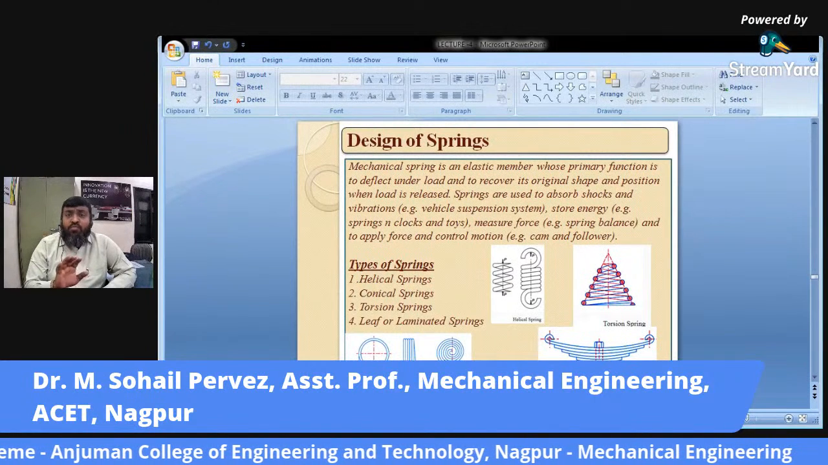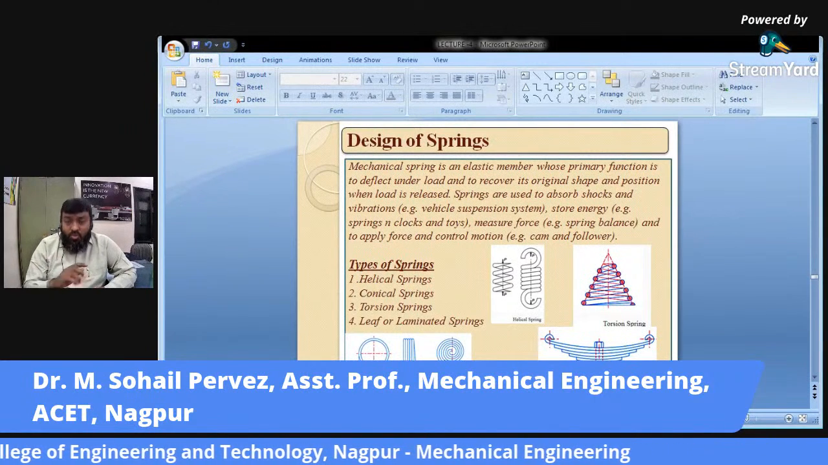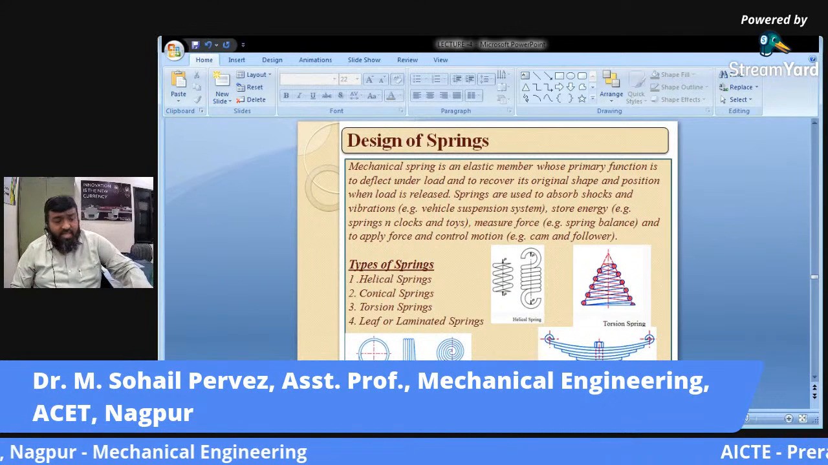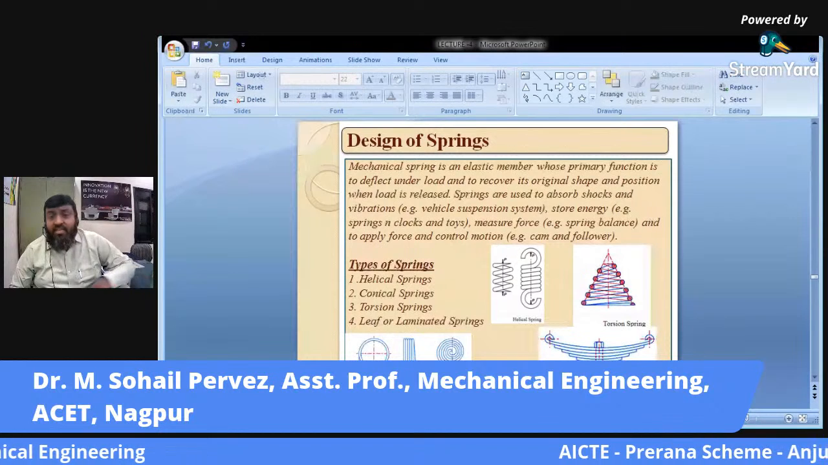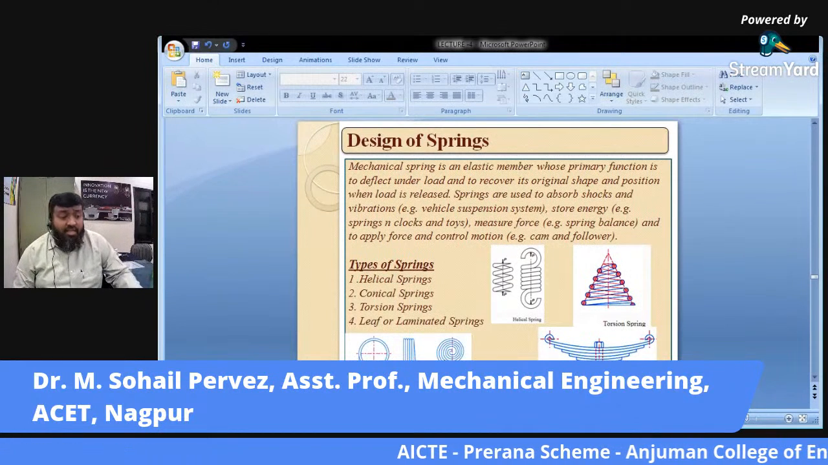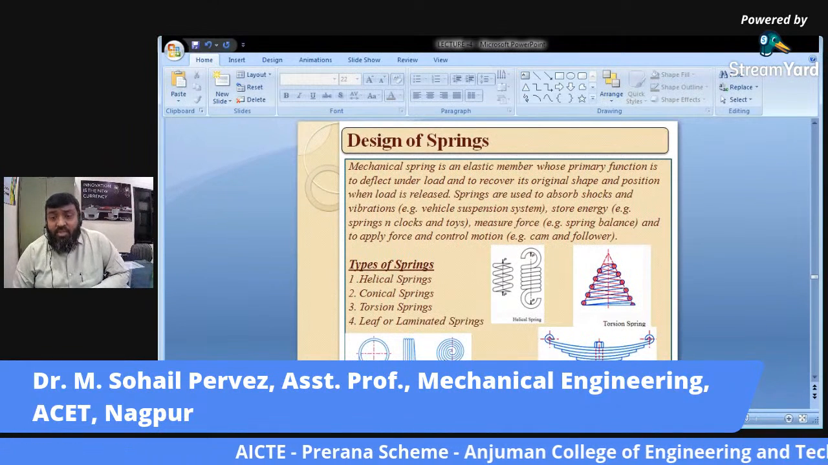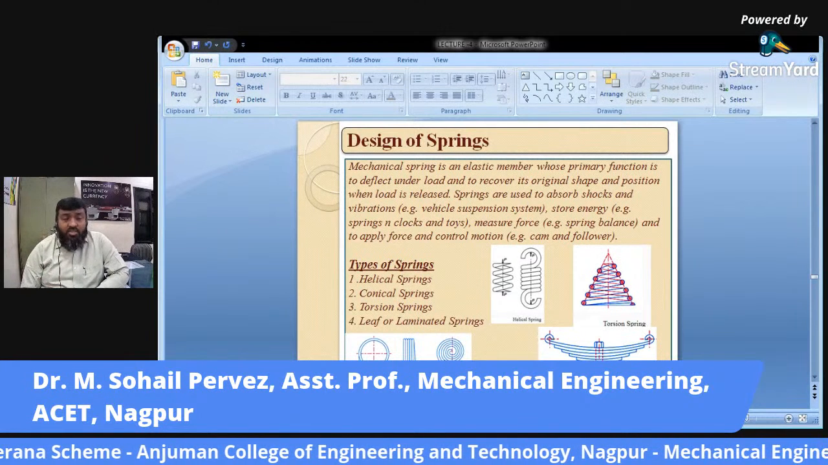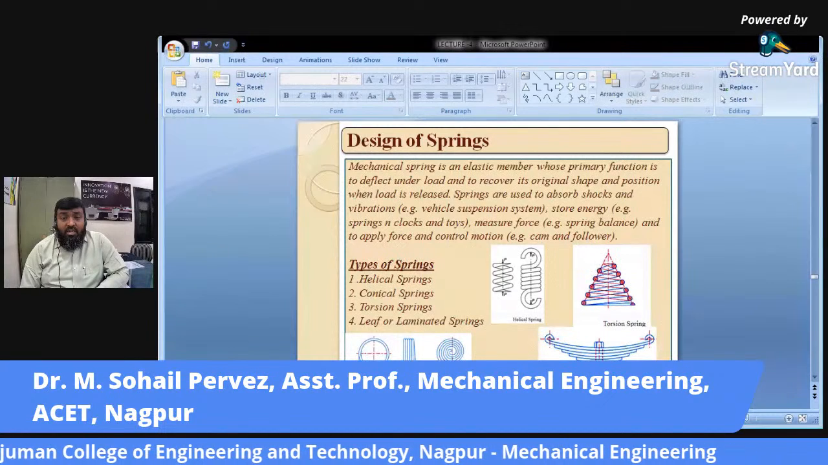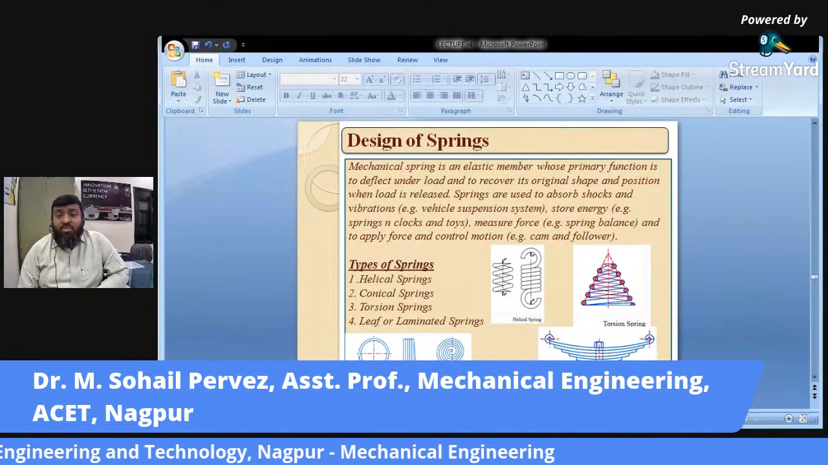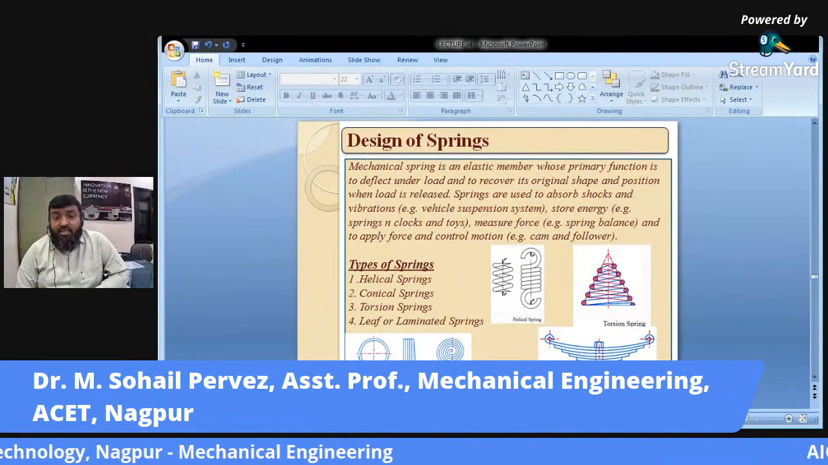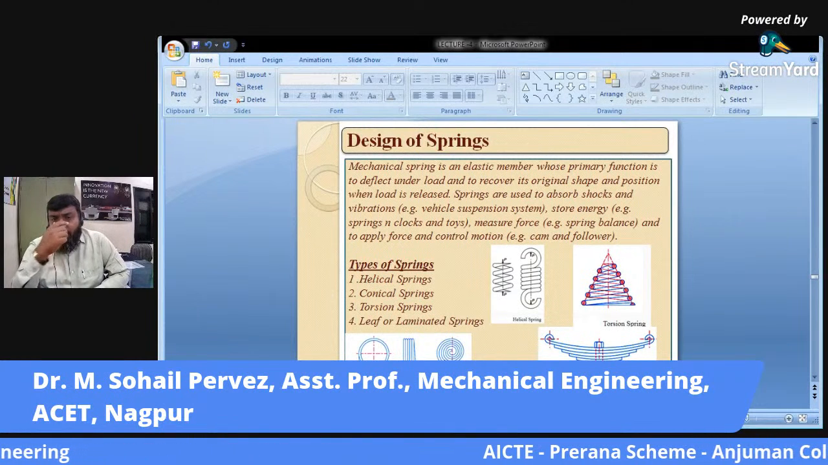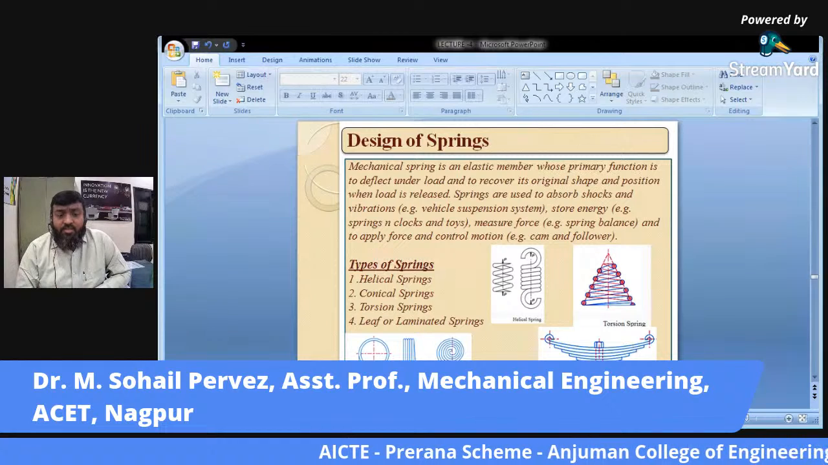It is not only used for shock absorption, it is used to apply some force, as in toys, where we can apply the load. So it can be again used to store the energy also. It can be used to measure the forces also in spring balance. So these are the various examples wherein we can say that the applications are wide for the springs itself.